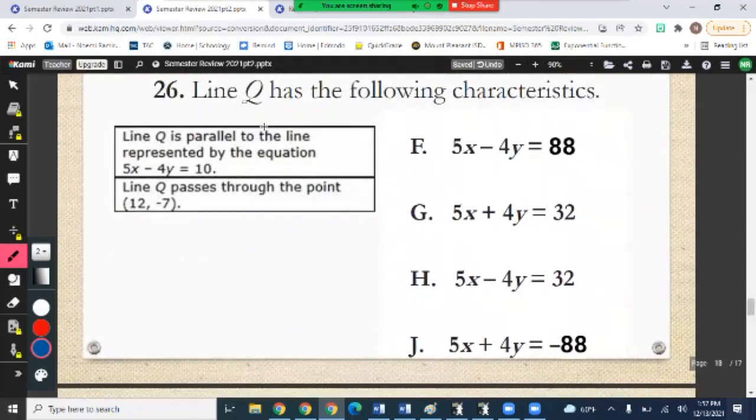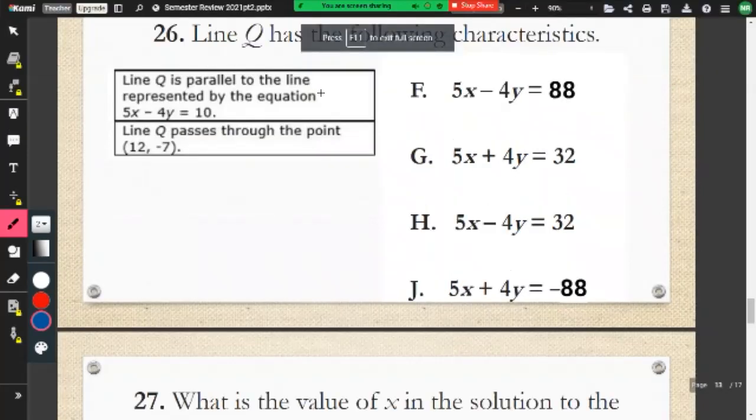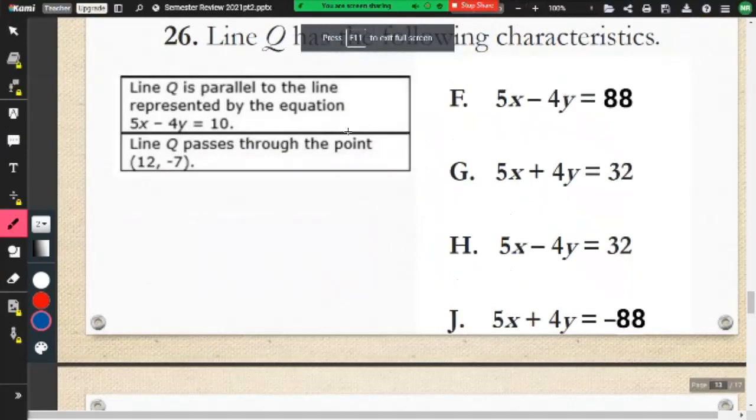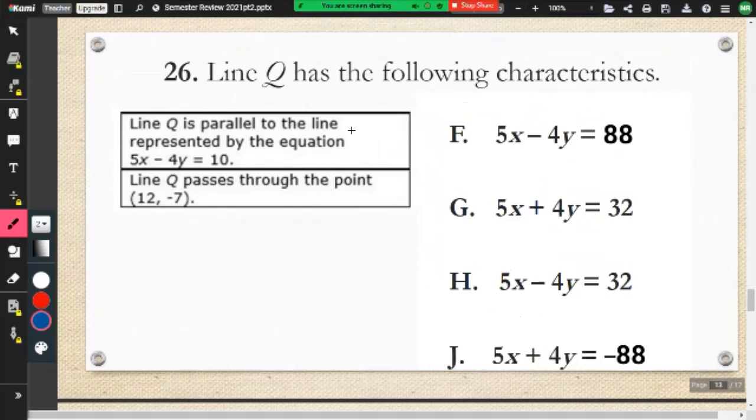All right, 26 is the last one. This is probably the last one we're going to have time to get through. So here we go. This could either be a 3-part question or it can be a 6-part question, depending on how you decide to solve it. But the first 2 parts are going to be the same no matter what.